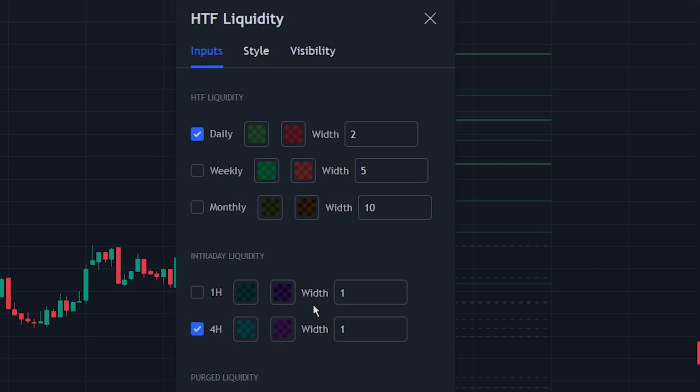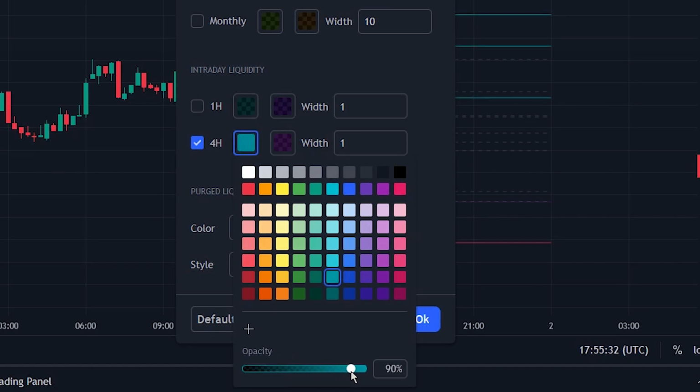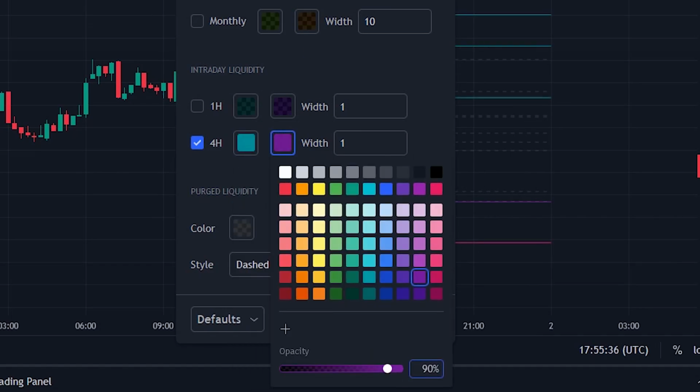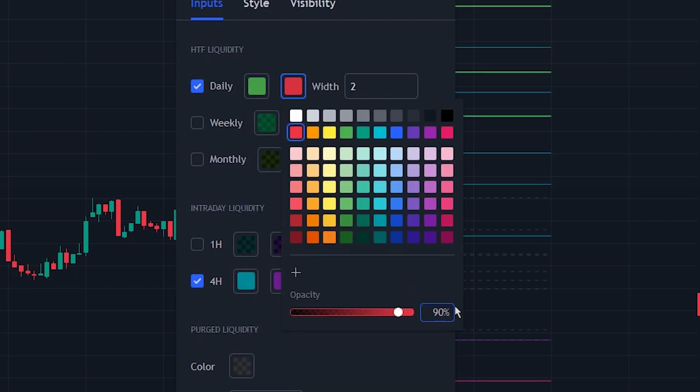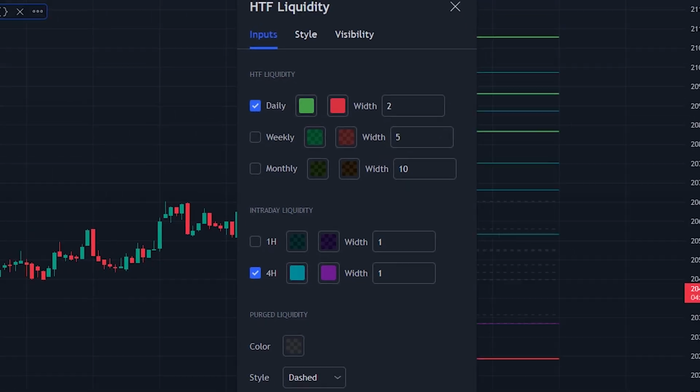Now let's change the style settings. Since the liquidity lines aren't very visible, we will change the opacity of the lines so that it will be easier for us to see them. Now let's close the indicator settings and look at what we can do with the indicator.